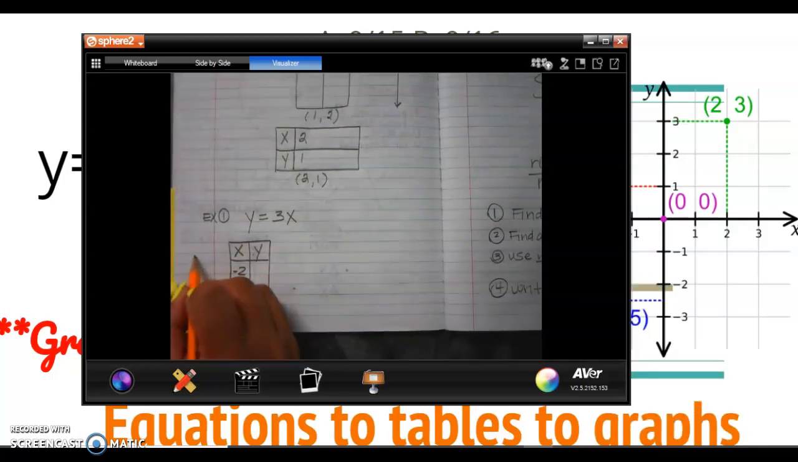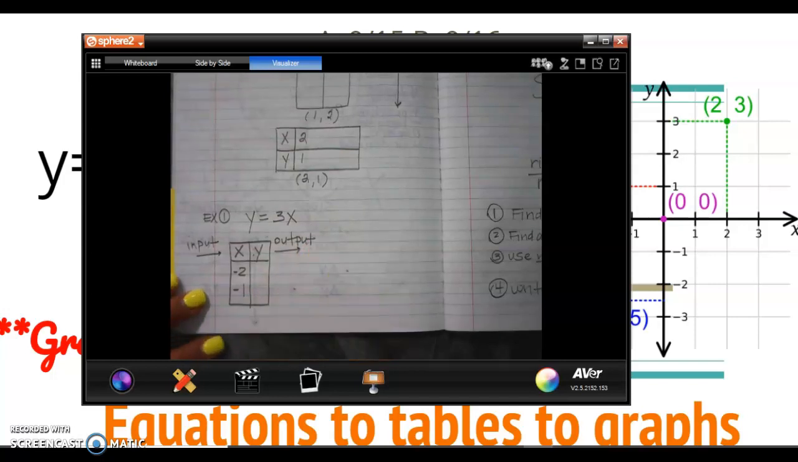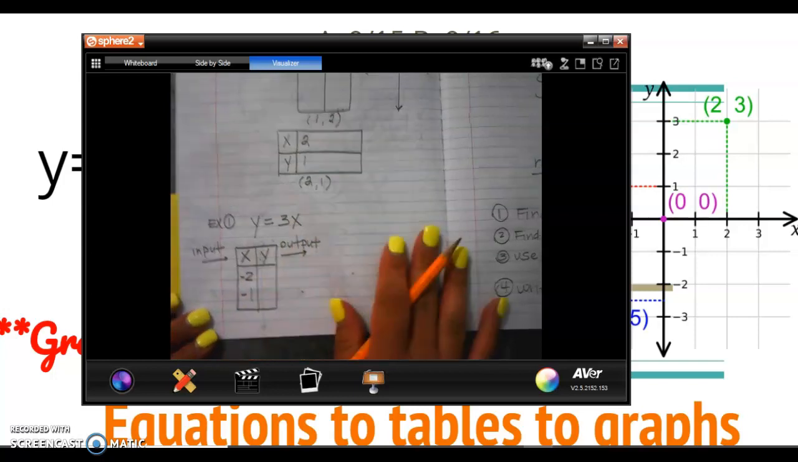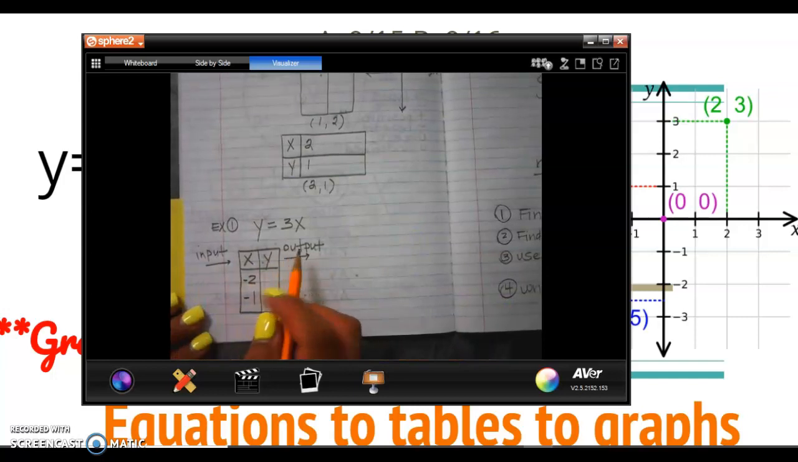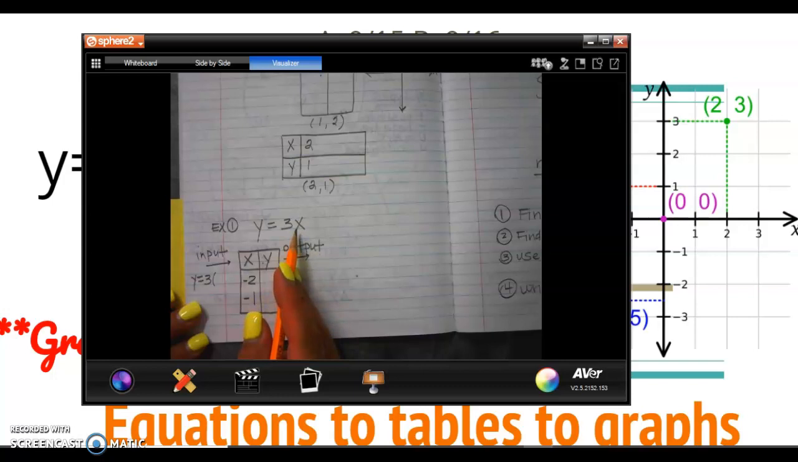x is my input. y would be our output, or the answer that we get right after we input the x value into our equation. I'm going to write out the process over here on the side. We keep the y equals. The 3 is going to stay the same, but this time I am plugging in a -2 wherever my x should be. So instead of writing x again, I'm going to write -2.